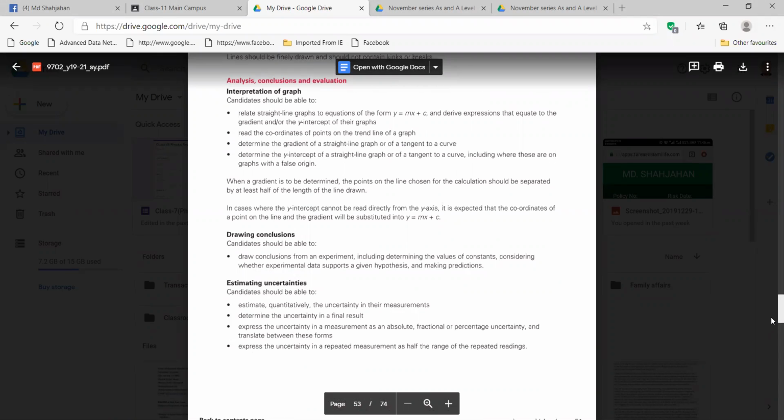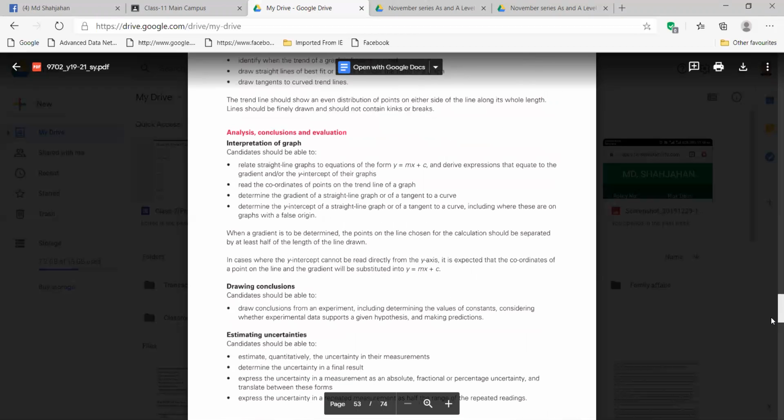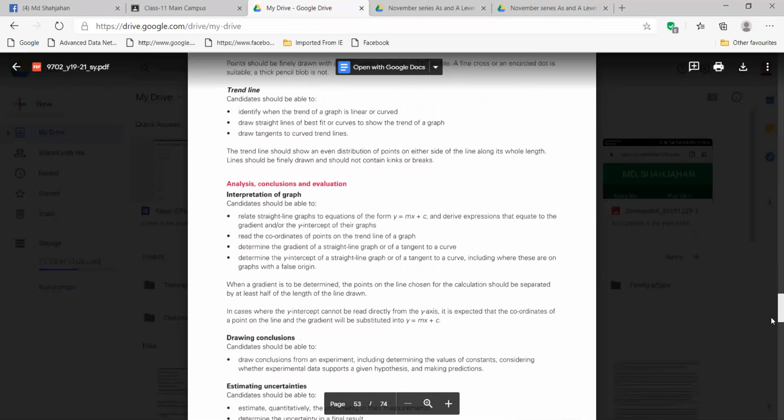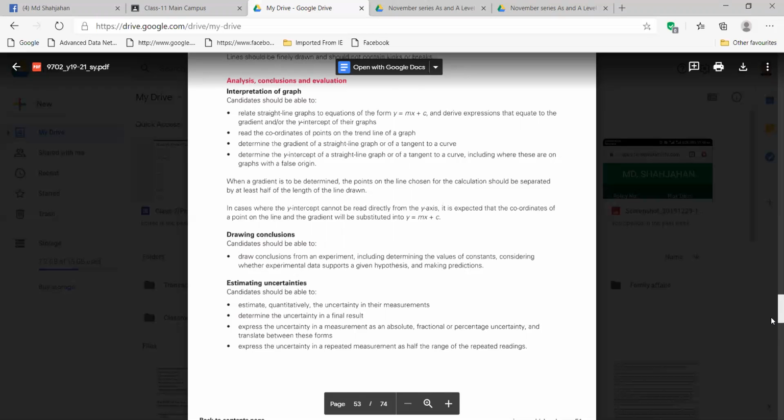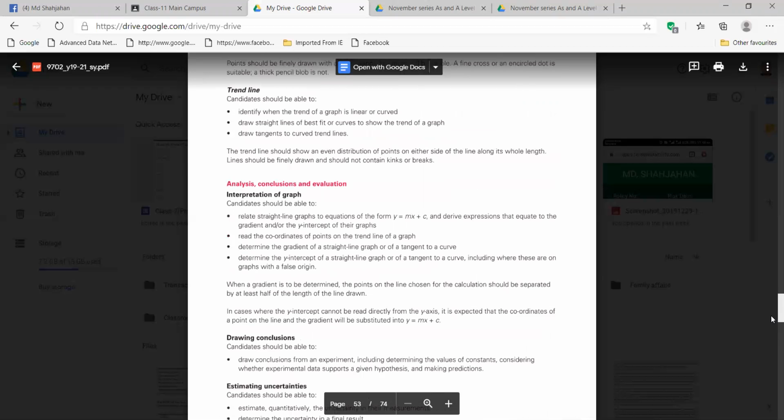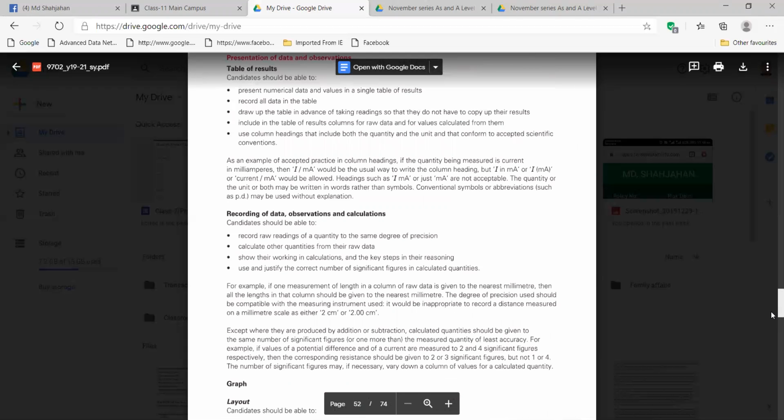No, sir. Your physics syllabus, you should have it for all the subjects. It's free on the Cambridge website. If you search in Google, you will get these resources available free for all. You should have some idea from the syllabus for all subjects. Right now, we are discussing recording of data, observations, and calculations. Till that much we are done in last class.